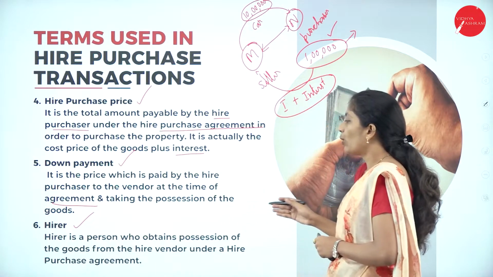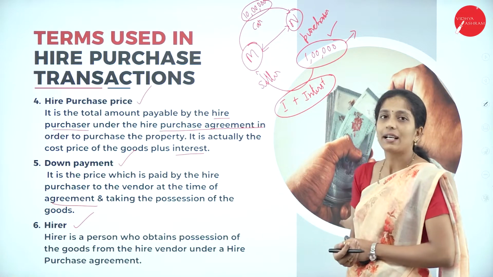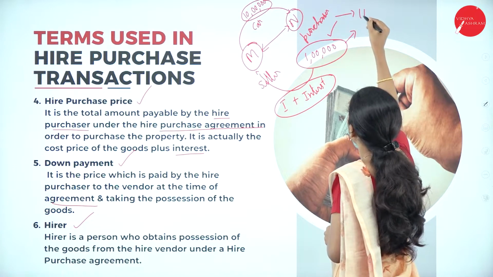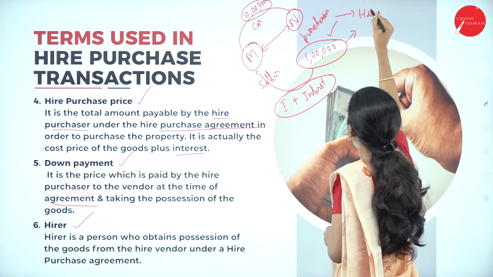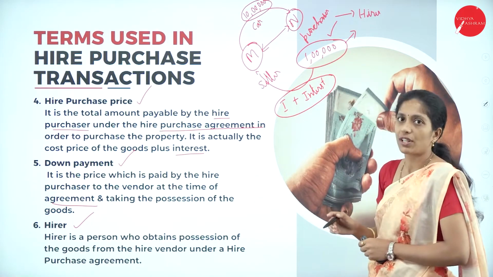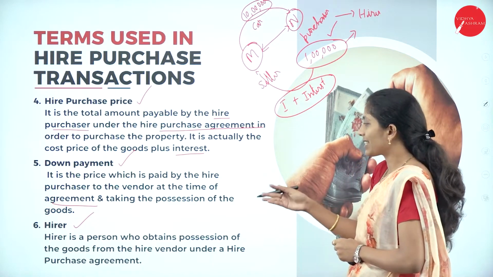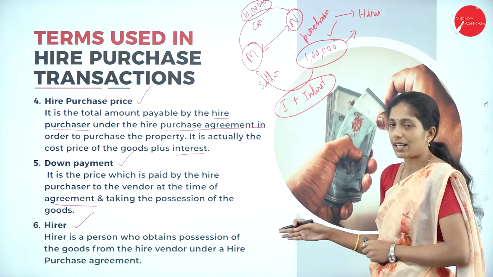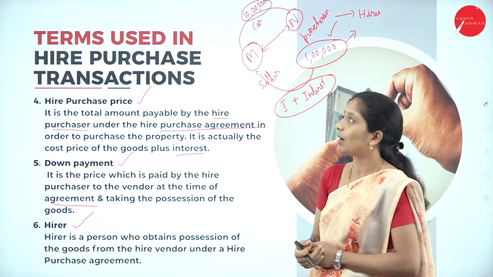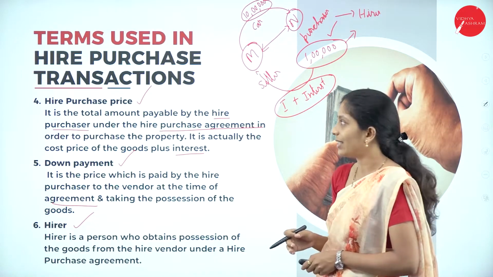A hirer is a person who obtains possession of the goods from the hire vendor under the hire purchase agreement. Here the hire purchaser is also called the hirer. Now N is obtaining the possession of the goods, that is the car, from the hire vendor, that is M, under the hire purchase agreement. So it means that the hire purchaser is also called the hirer.